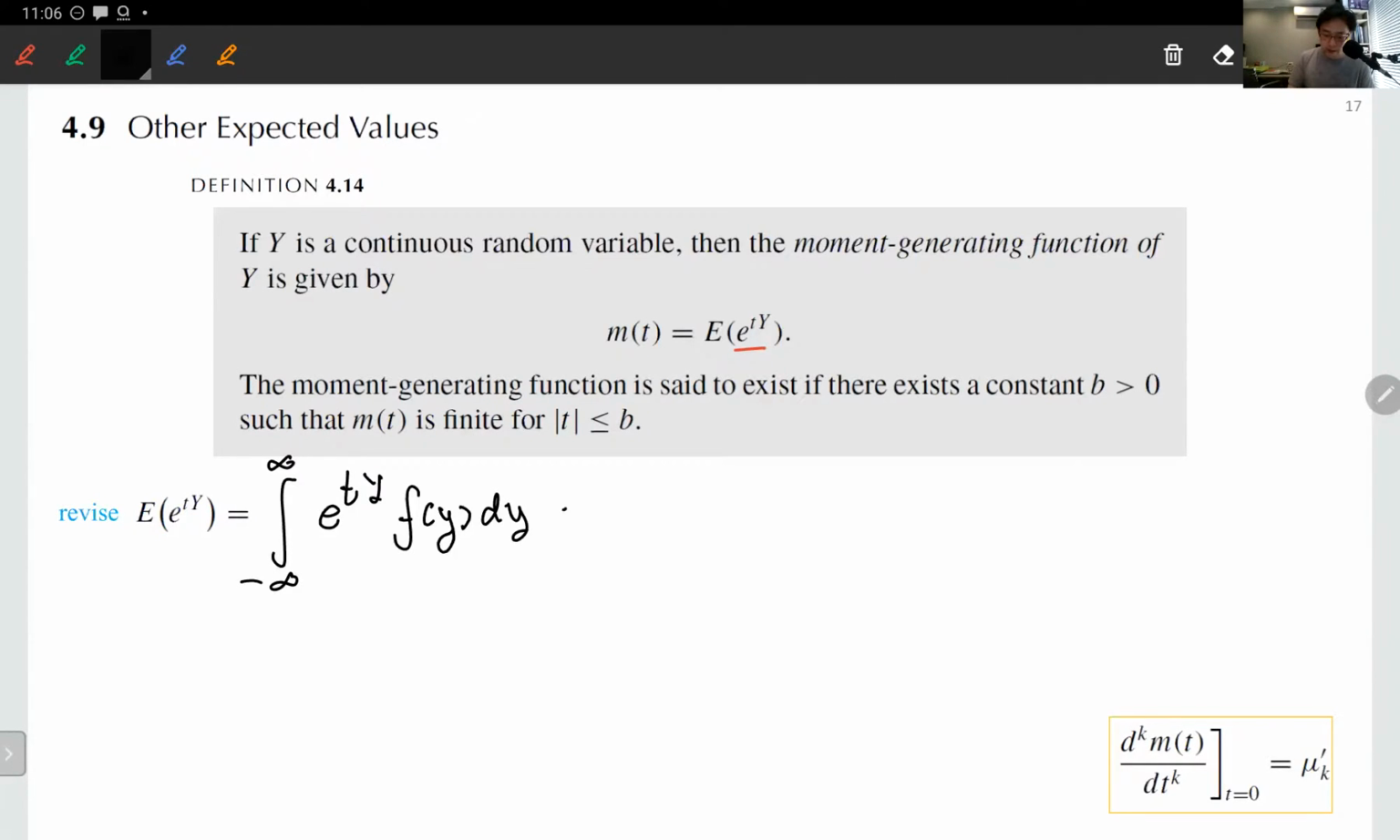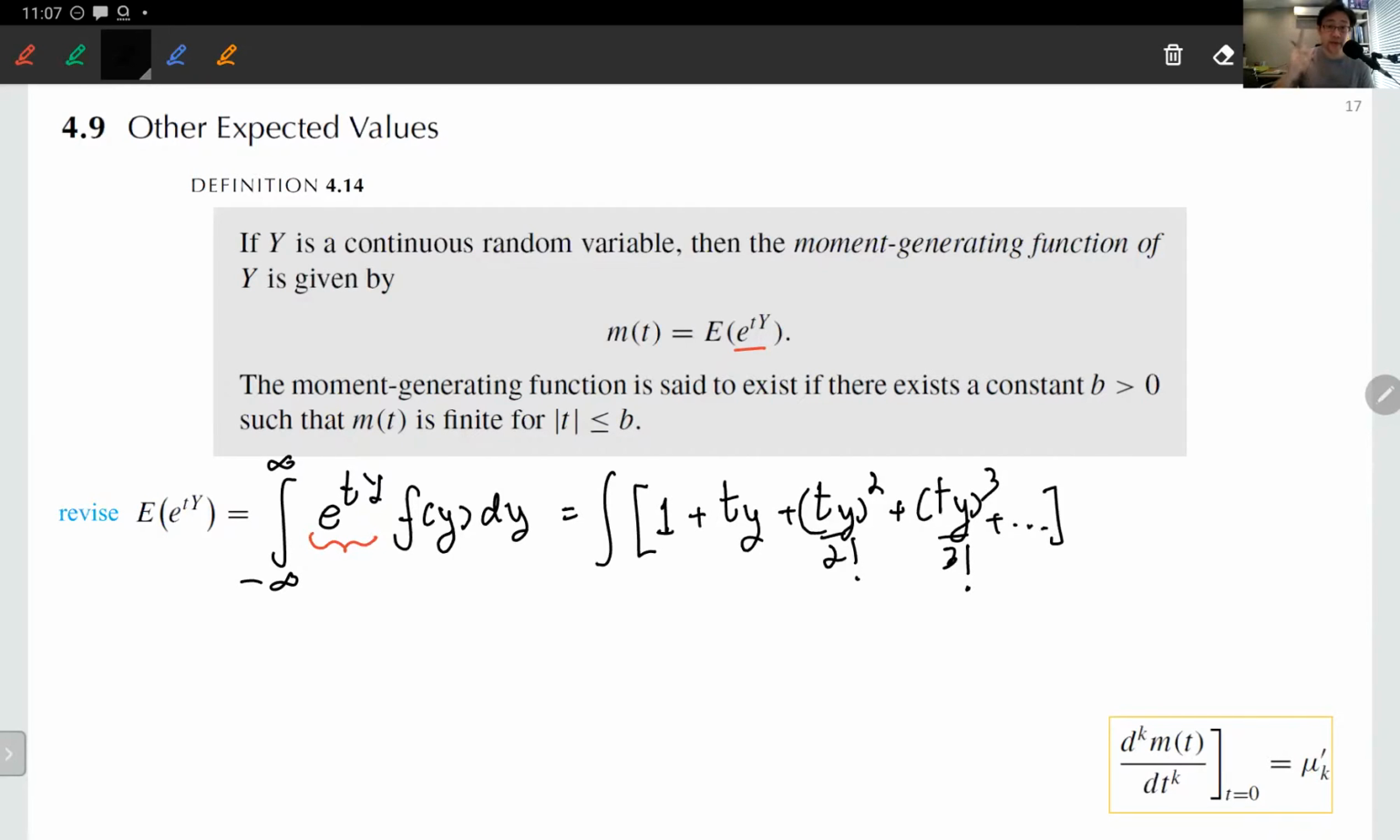A quick reminder of what we did before: we expanded this exponential term using the Taylor series expansion. Remember that? So you do the Taylor series expansion for the exponential e to the ty. You get 1 as the first term, ty as the second, ty squared over 2 factorial, ty cubed over 3 factorial, on and on. That's the series expansion of the exponential, times f of y. This is a chance to revise what is meant by the moment generating function.